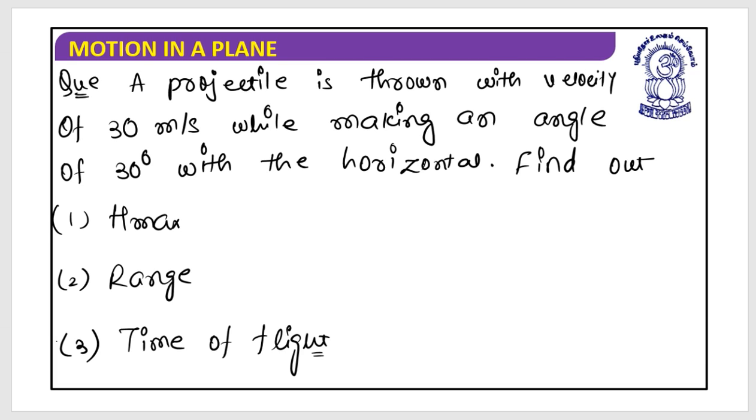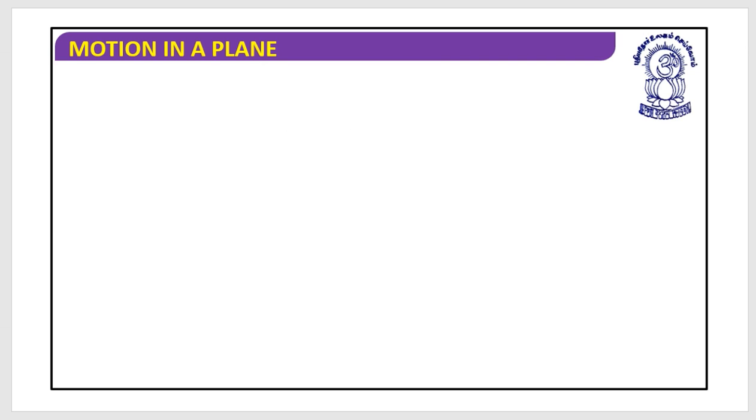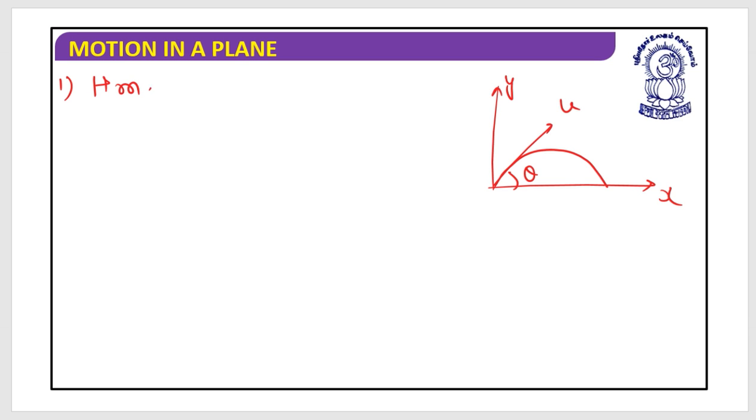What the data is all about is that a projectile has been thrown with a velocity of 30 meter per second, and it makes an angle of 30 degree with the horizontal. What I need to find out first is the H max. So let's have a rough sketch of it and work on this. It's a Y, it's an X, this is the projectile, and this would be the U, this would be the theta. Yes, I need to find out first the H max.